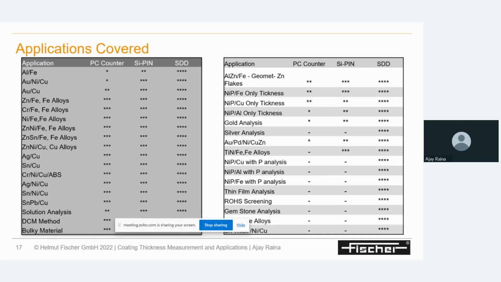If you have hard coatings like titanium nitride, tungsten nitride, or some other type of hard coatings, it's always better to go with SDD type of instruments.